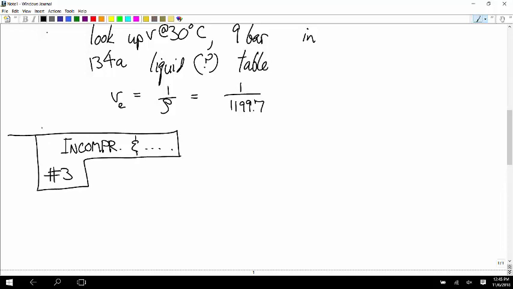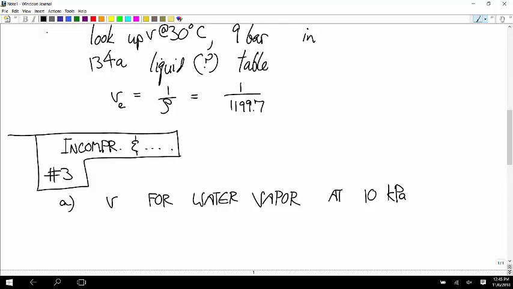Okay, so in using the ideal gas model to determine the specific volume, for part A, we want to calculate the specific volume for water vapor at a pressure of 10 kilopascals, pretty low pressure, and 100 degrees Celsius.